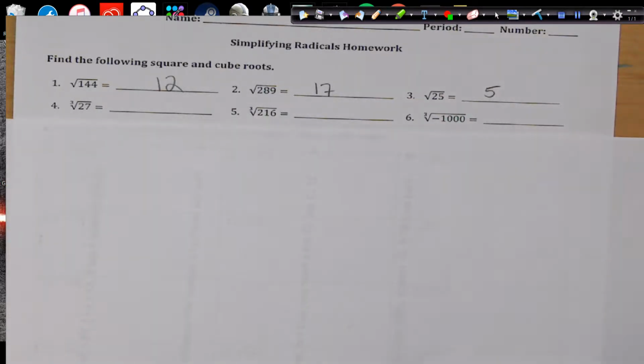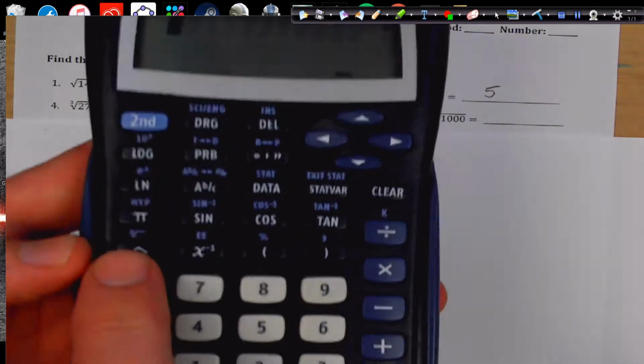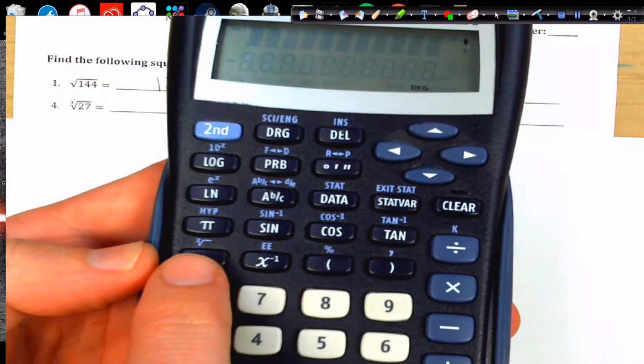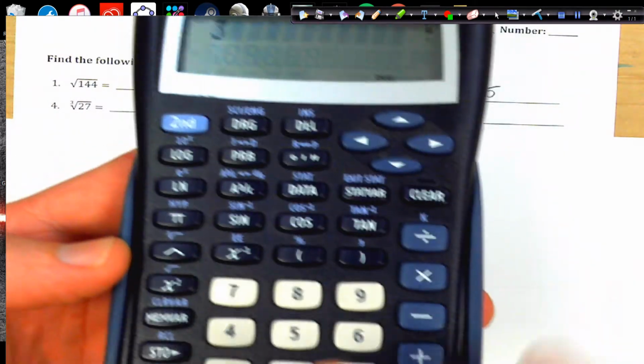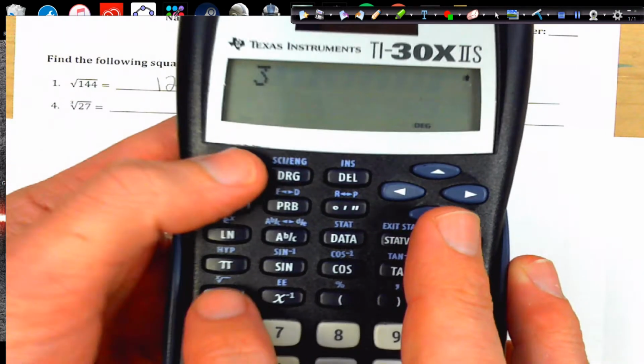So square root, we're looking for two equal factors. And cube roots, we're looking for three equal factors. Okay, and so you can actually do cube roots if you use this button right here where it has a little x in the index. And you can just hit 3 first, and then you're going to hit second, this button.